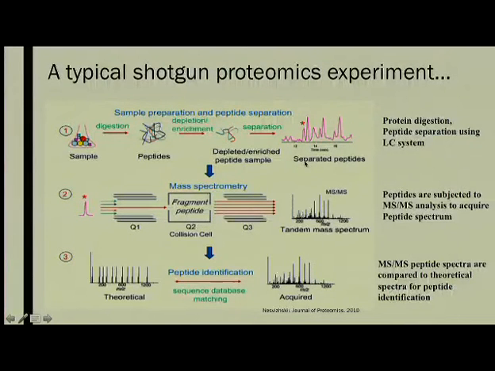And the second part is the peptide sequencing using mass spectrometry. This is where the peptides elute from the liquid chromatography system. They're then ionized using electrospray, and the ionized peptides are then subjected to mass spectrometry or tandem mass spectrometry, which results in a fragmented ion spectrum that is used for peptide identification. And the last part is peptide identification, where the acquired spectrum is compared against the theoretical spectrum that is generated from the sequence databases, and the peptide that best matches the spectrum is identified.